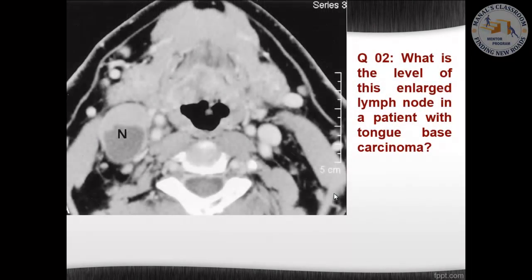So back to the question, what is the level of this enlarged lymph node in a patient with tongue-base carcinoma? Level 2. Right, 2. This is the submandibular gland and this is the sternocleidomastoid muscle. When I take a line here and a line here, we are in group 2.